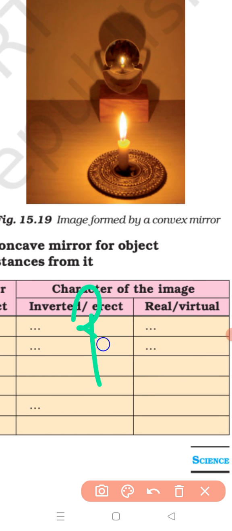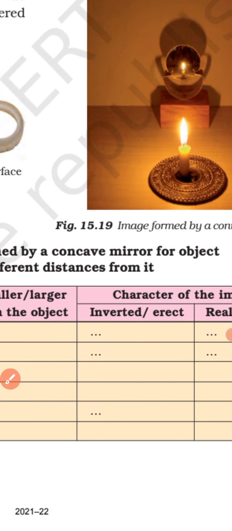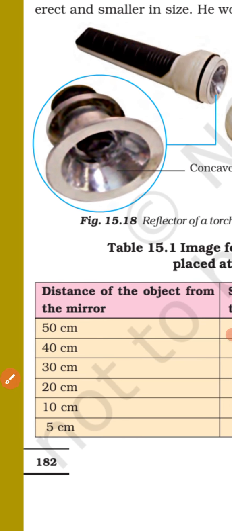It was a real image. Okay. You have to write it in your book. Next, when the object is brought to a distance of 40 centimeter from the mirror, that means the object was brought near to the mirror.